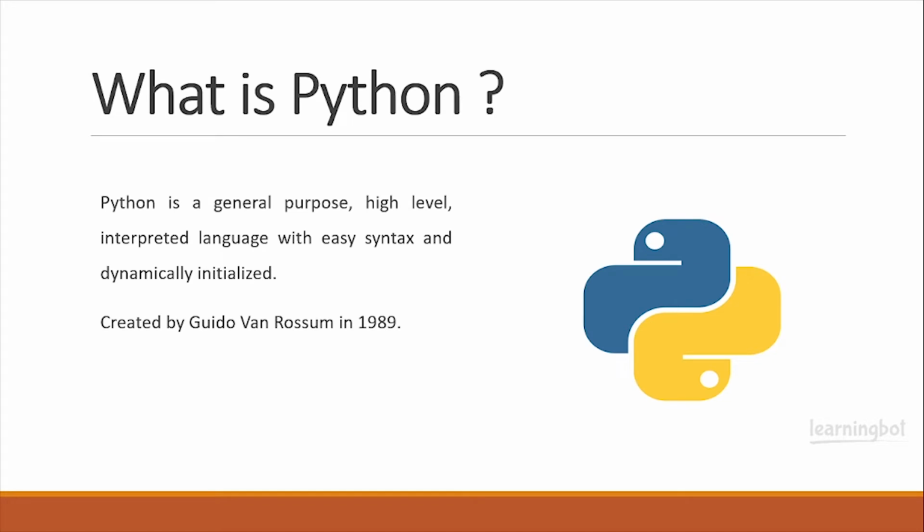So what is Python? Well, Python is a general purpose high level interpreted language with easy syntax and is dynamically initialized. It was created by Guido van Rossum in 1989 as a hobby because he wanted a language which is beautiful to look at and easy to understand. For that, he used indentations instead of curly braces to describe each block. We know that in other programming languages, we have curly braces to describe a block, but here in Python, we have indentations or proper spacing.